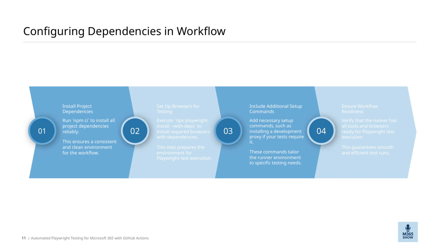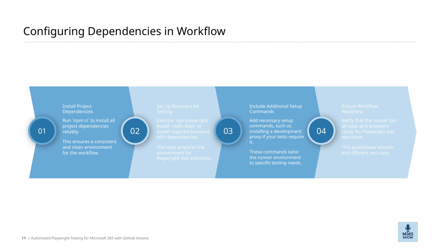Now, let's look at how we configure dependencies in our workflow. First, we run npm ci to install all the project dependencies reliably. This step is crucial because it ensures that we have a consistent and clean environment every time the workflow runs, preventing any unexpected issues. Next, we execute npx playwright install with the --with-deps flag.